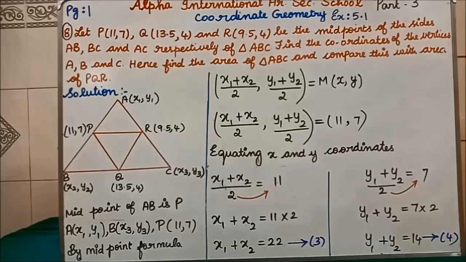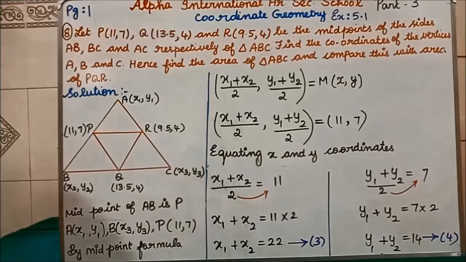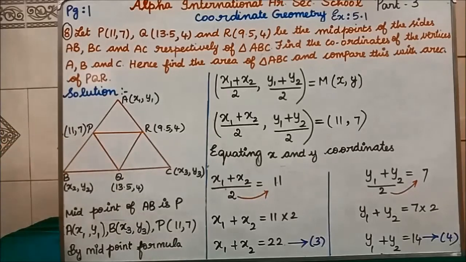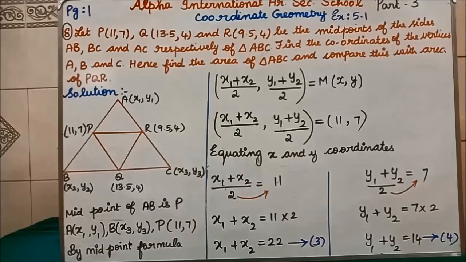See the 8th question. Let P(11, 7), Q(13.5, 4) and R(9.5, 4) be the midpoints of the sides AB, BC and AC respectively of triangle ABC. First, up to this I will explain. On the side AB we have the midpoint P. On the side BC we have the midpoint Q. Similarly, on the side AC we have the midpoint R. They are given in the question.